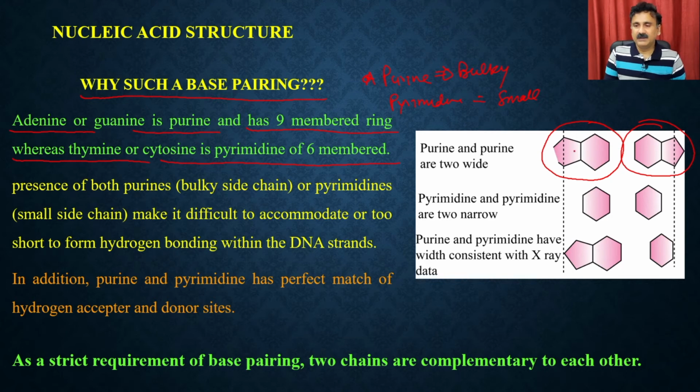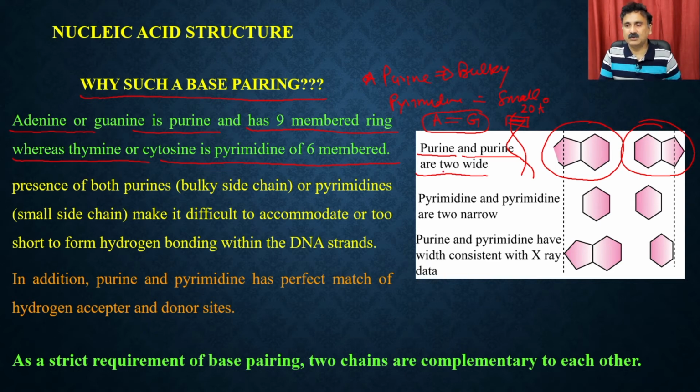So if you keep two purine molecules, for example A and G, purines and purines are going to be very wide. They will have steric hindrance between the two molecules, because you know that the DNA runs as a double helical structure. The width of this strand is already fixed, and the width is 20 angstrom, so it cannot accommodate any kind of distortion. If you have two bases which are purine and purine, they will not form the bonds and they will not accommodate into that, and that's why it has been decided that you can have one which is slightly bigger and one which is smaller.